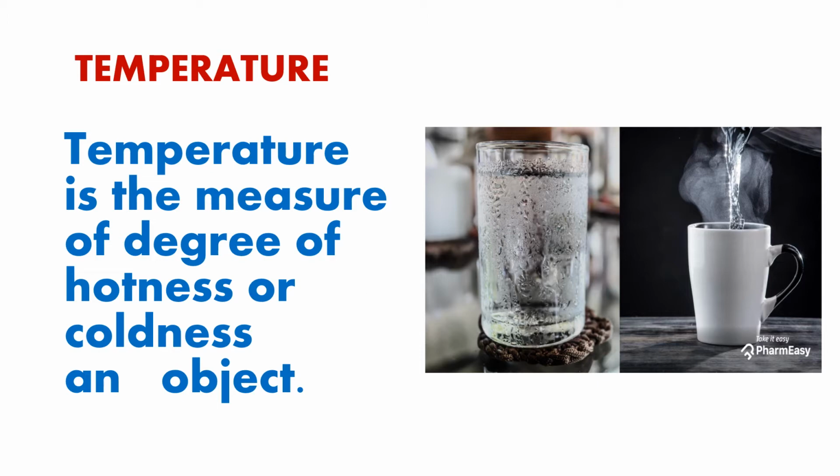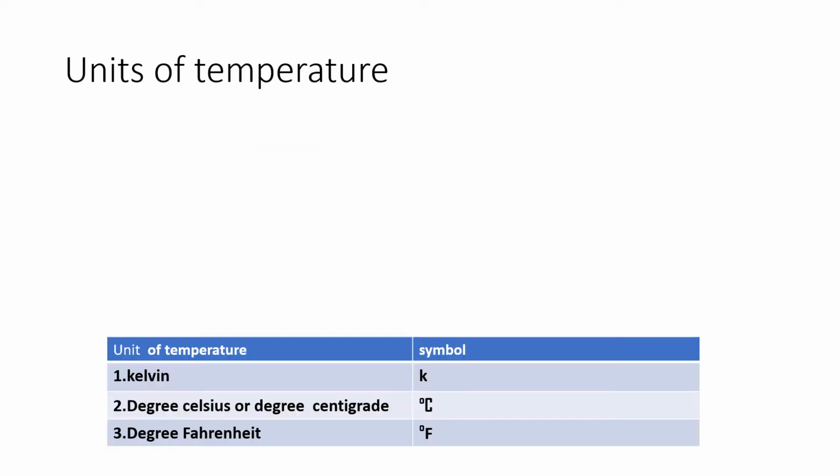So, you can see here in the picture, when you look at the glass, you can make out that it is very cold. And when you look at the water which is being poured out in the cup in the figure, you can say that it is very hot. So what is temperature? It is just a measure of how hot or how cold a body is. So that is about temperature.